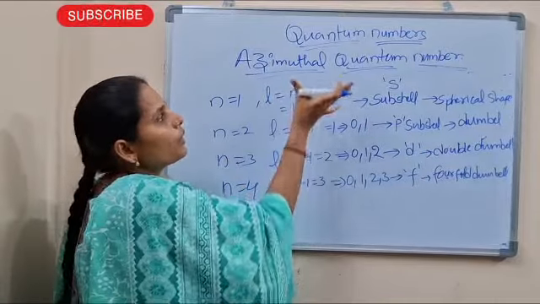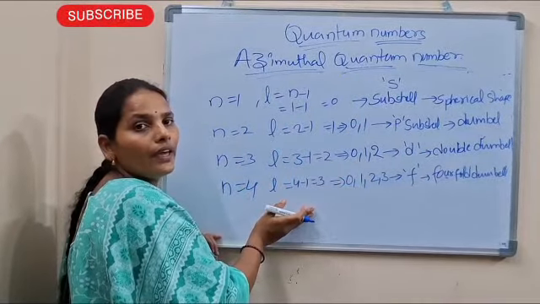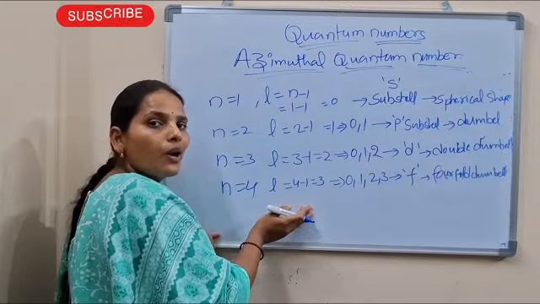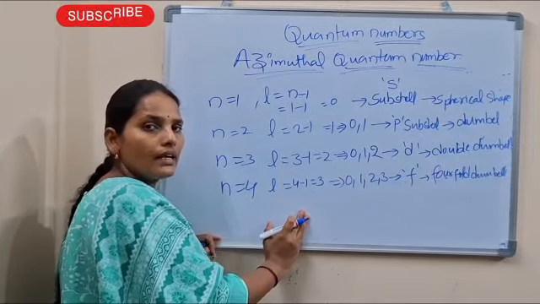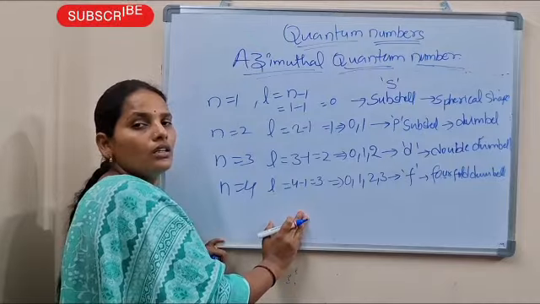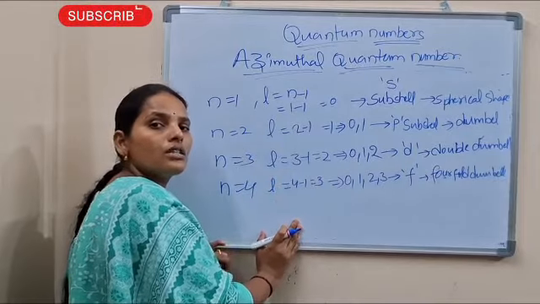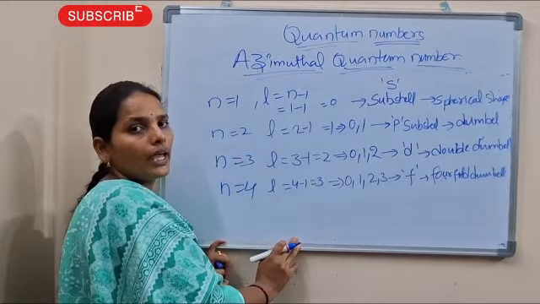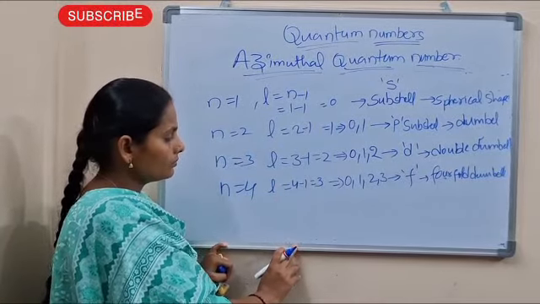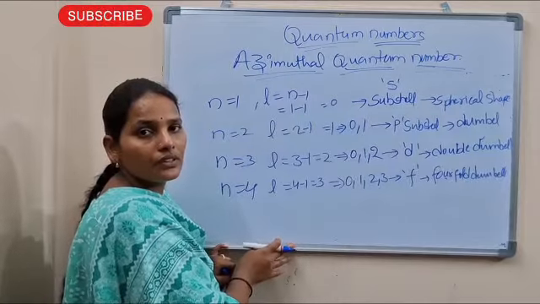Likewise, the azimuthal quantum number depends on the principal quantum number, explaining the size and energy of the shells and the shape of the subshells also. Please make a note of it.